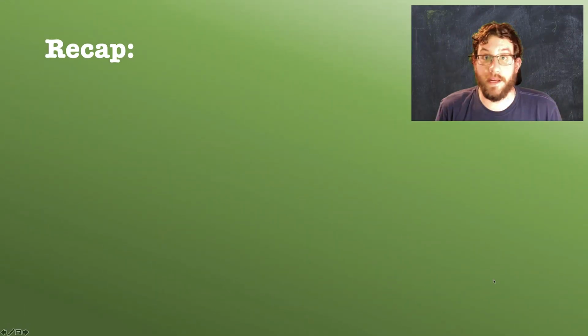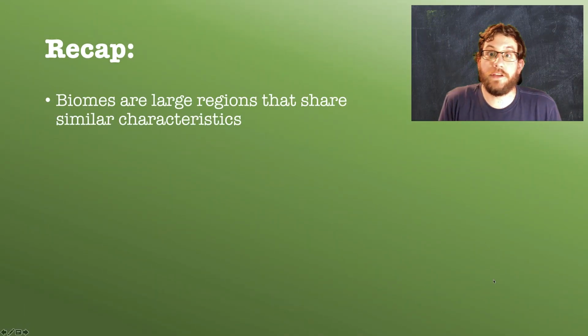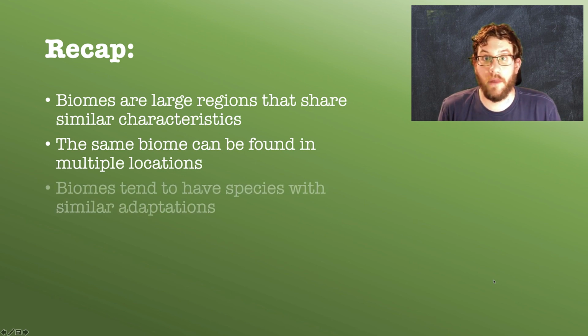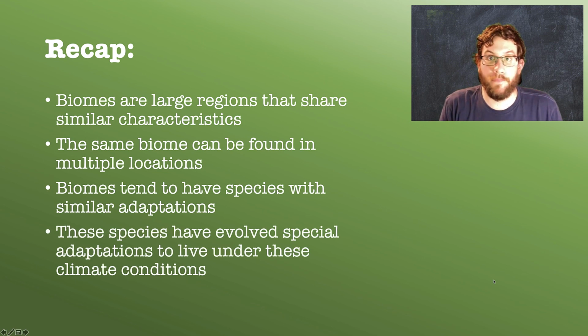All right, so let's recap. A biome is a region of the planet or regions of the planet that share similar characteristics. You could have the same biome pop up in multiple locations all across the globe. Now, the species that live in a biome have evolved specifically with those kinds of conditions in mind. So the plant and animal community have all evolved around this central climate kind of condition. And you'll see the same adaptations appear in different communities in the same biome as you go across the globe. Not the same species, but similar adaptations.